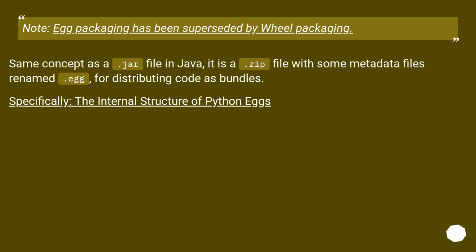Note: egg packaging has been superseded by wheel packaging. Same concept as a .jar file in Java, it is a .zip file with some metadata files renamed .egg, for distributing code as bundles. Specifically, the internal structure of Python eggs.